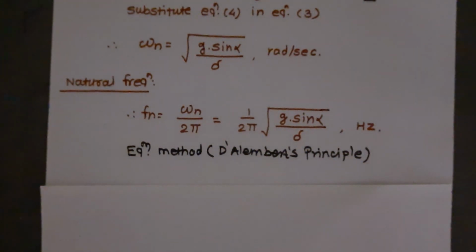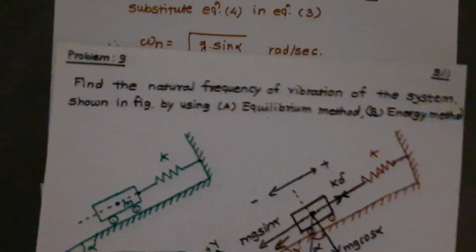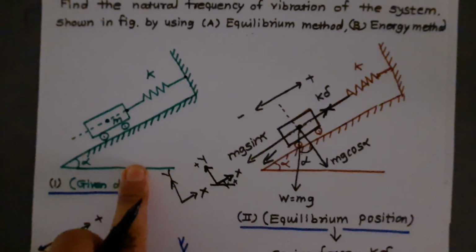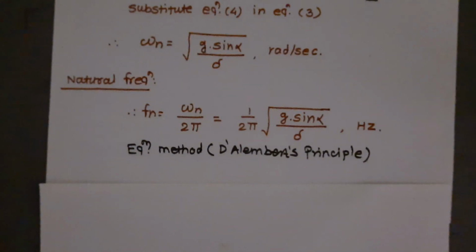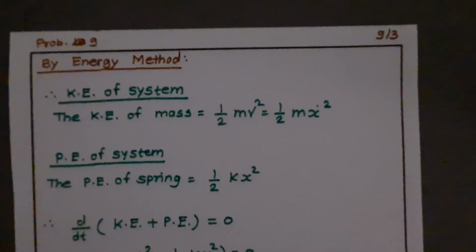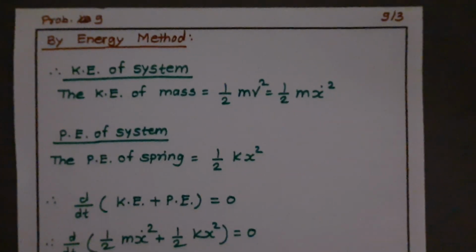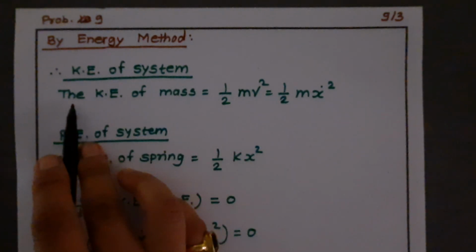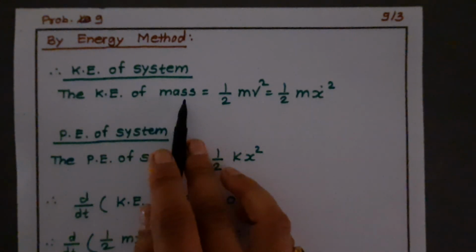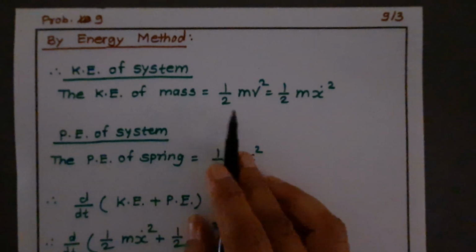Now dear friends, this is the solution by the first method, that is the equilibrium method. Now we will solve the same problem using the energy method. Energy method means we have to consider the kinetic energy of the system and the potential energy of the system. In the energy method, we first calculate the kinetic energy of the system. Here we have to calculate the kinetic energy of the mass which moves in the downward direction having rollers. We have a formula of kinetic energy, 1/2 mv square.